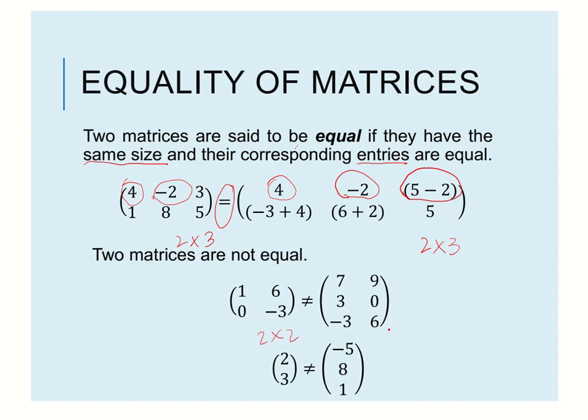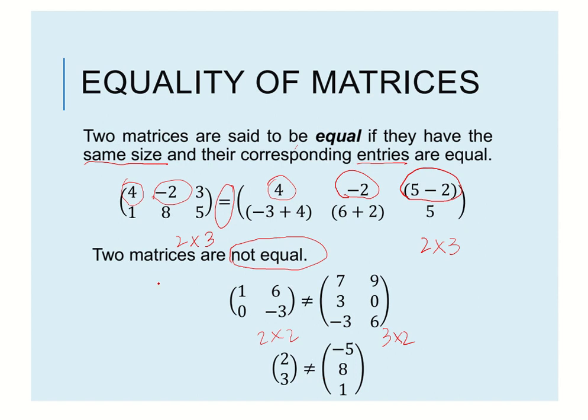For the second matrix here, the size is 3 rows by 2 columns. As we can see, the sizes of the two matrices are different. Therefore, they are not equal. All right, let's look at the third example here. Again, the two matrices are not equal because of the signs.